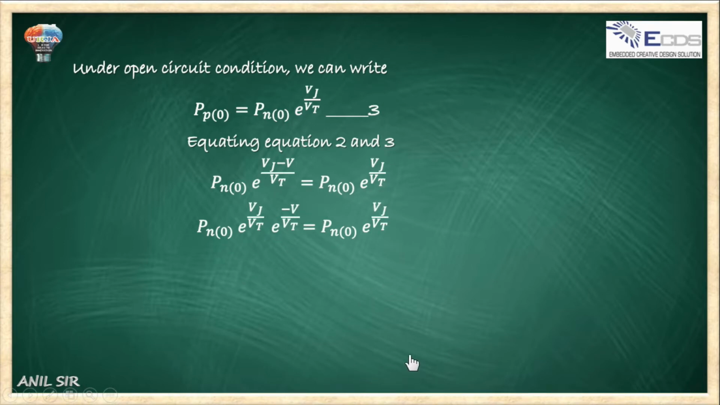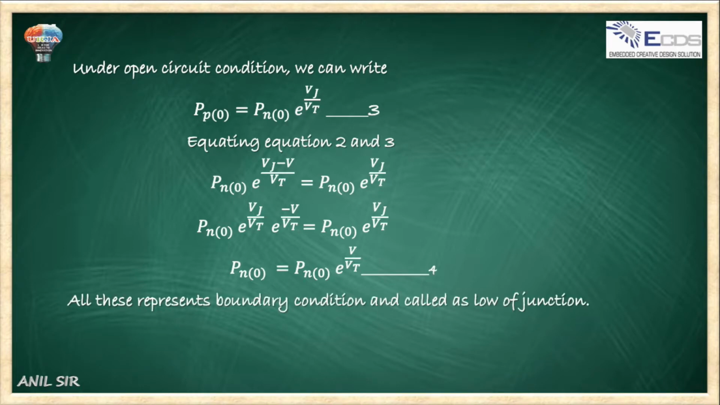Then we can cut this e raised to the power Vj upon Vt. So we are getting only Pn0 equals to Pno e raised to the power V upon Vt. This minus sign goes on this side. So Pno equals to, this is equation number 4. So all these represent boundary conditions and called as the law of junction.